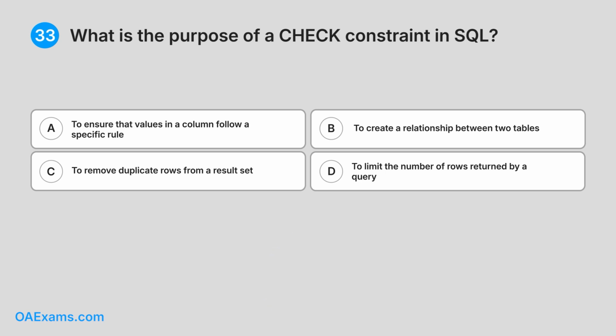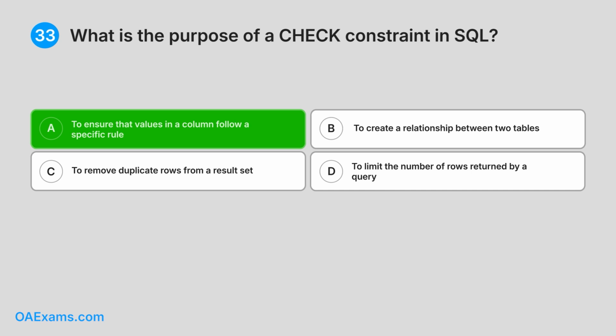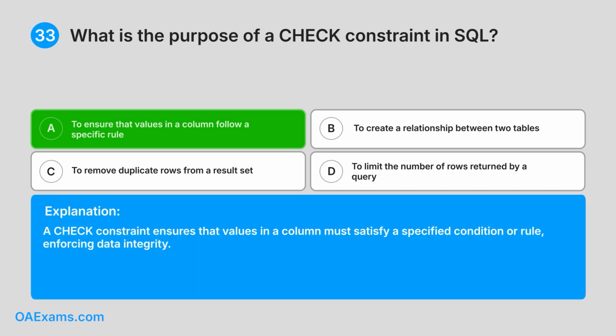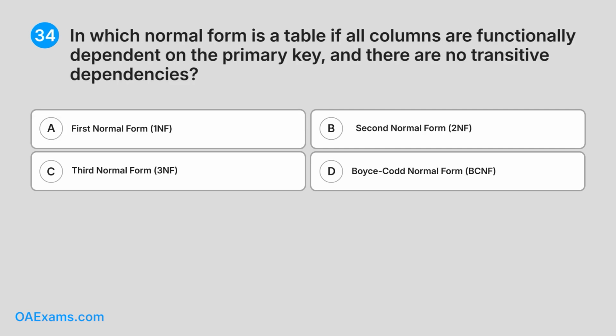Correct answer. A. To ensure that values in a column follow a specific rule. Explanation. A check constraint ensures that values in a column must satisfy a specified condition or rule, enforcing data integrity. 34. In which normal form is a table if all columns are functionally dependent on the primary key and there are no transitive dependencies?